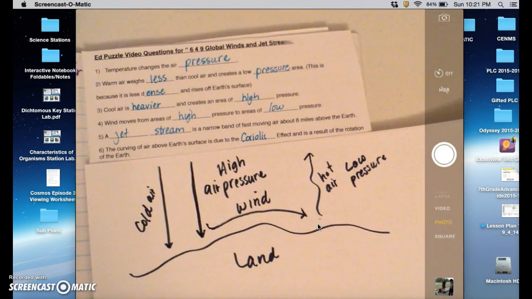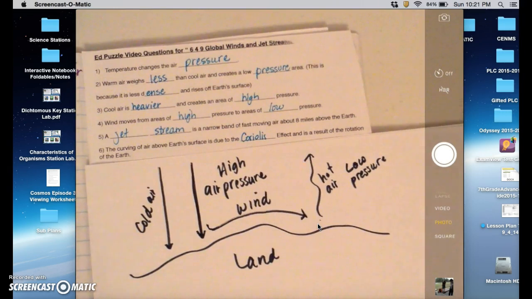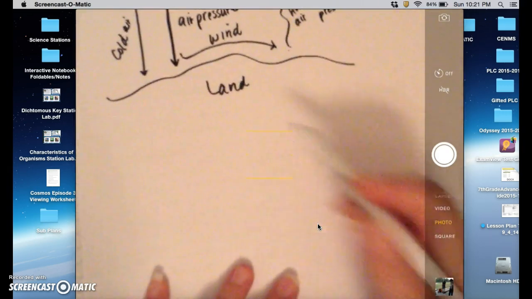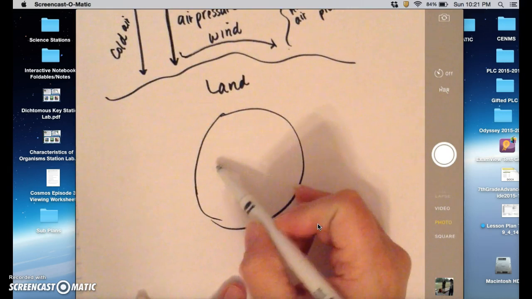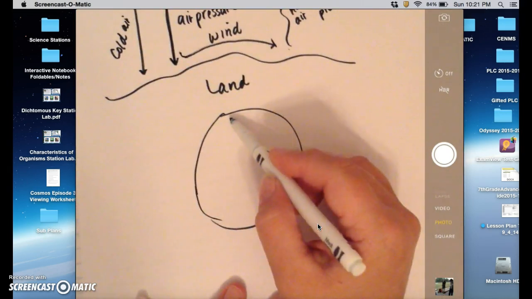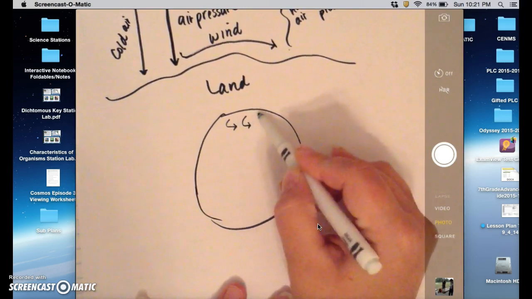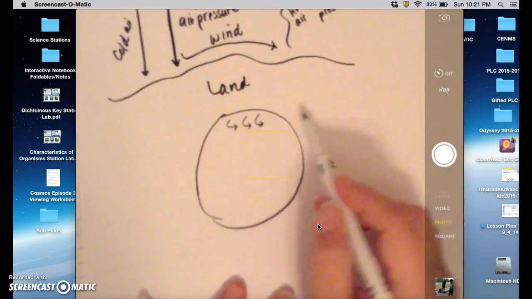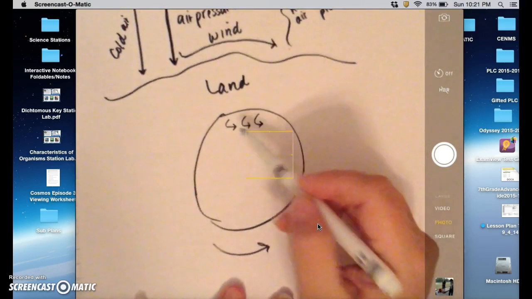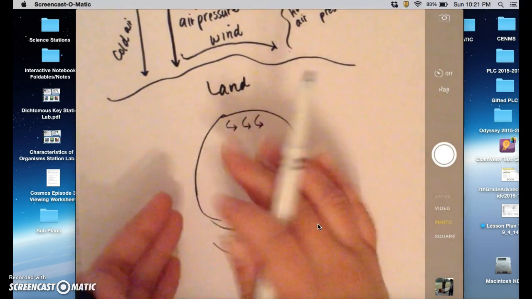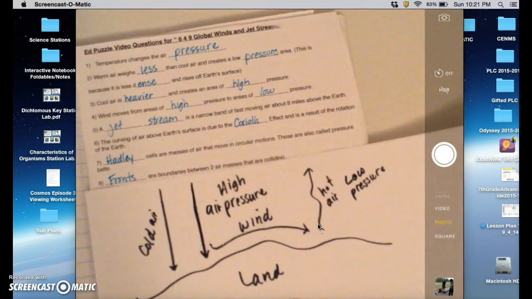Number 6, the curving of air above Earth's surface is due to the Coriolis effect and is a result of the rotation of the Earth. So this comes into play when you're talking about global winds, because you have large areas of wind on the Earth that move in certain directions. For example, you have the polar easterlies that move in a specific direction because of the way the Earth is rotating. So the Earth is rotating and it's causing the air on the surface to also curve. That is called the Coriolis effect.